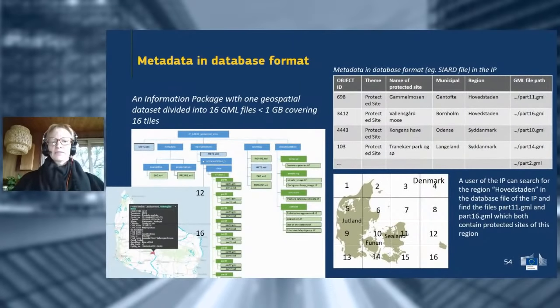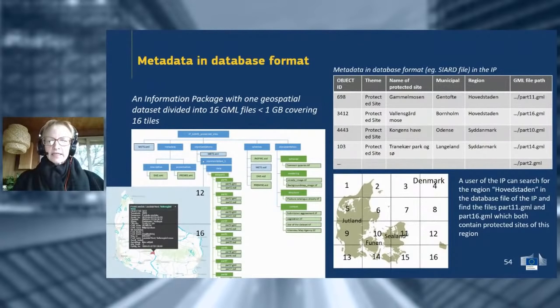And here I try to illustrate what this requirement is all about. When we preserve metadata in a database format, what we actually do is preserve it as a kind of data, because often databases contain digital records of data. But you can do it in this way: you preserve a database in your information package with all this metadata describing each file in the information package. I tried to illustrate here that the first row of this table in the database explains what the GML file at path one in the information package, all the green files over there, actually covers.